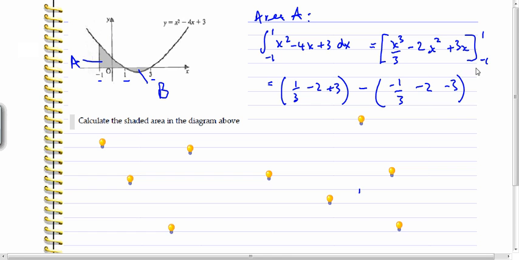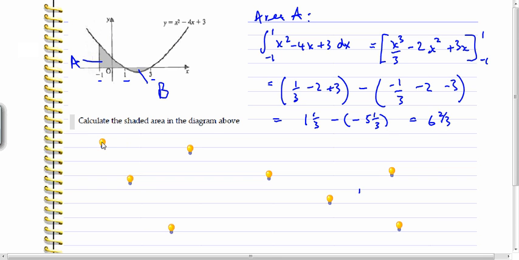what you get when you sub -1 in, and that's here. You've got to be careful with the sign. -1 cubed is a negative, -1 squared gives us +1, but we've got the minus in front of the 2, and then plus 3 times -1 gives us -3. So we work this first one out. A third minus 2 plus 3 is 1, so that's 1 and a third, minus, and in this bracket we've got -5 and a third. So the first area, A, is 6 2/3 square units.